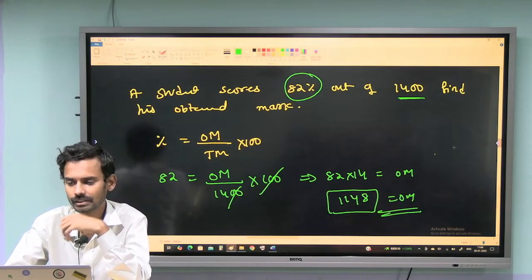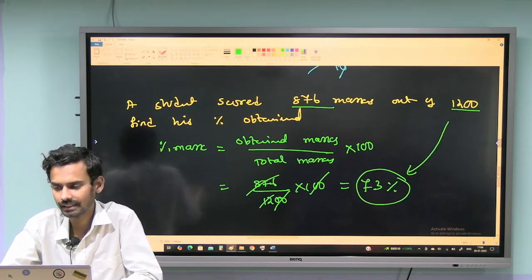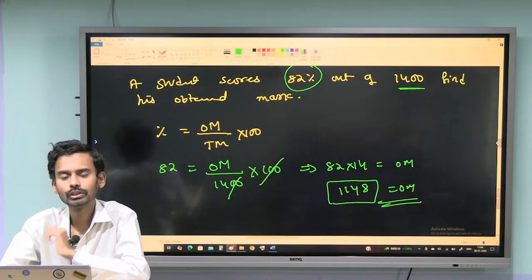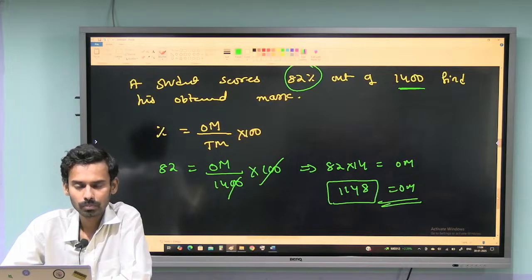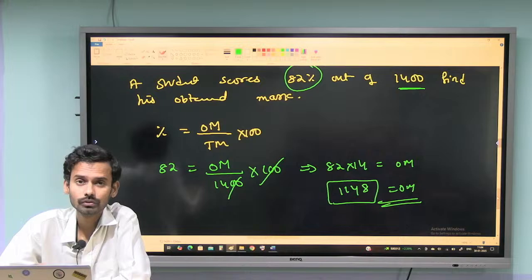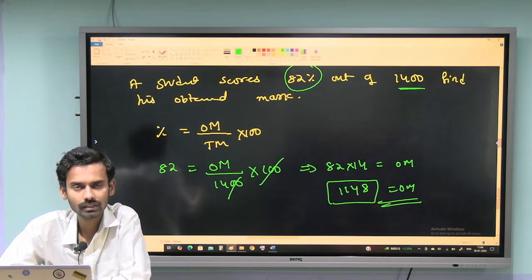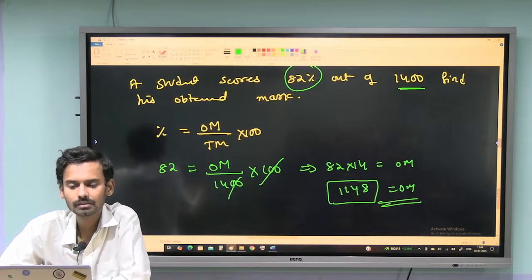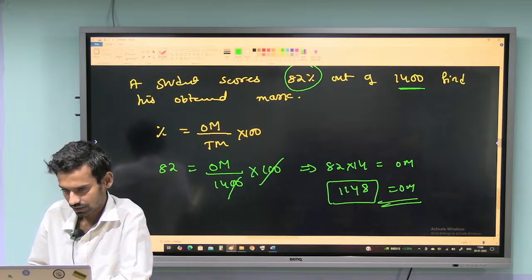Correct? In the first question, I gave you the obtained marks and total marks, and you found the percentage. In the second question, I am giving you the percentage and total marks and you are finding the obtained marks. Similarly, I can give you percentage and obtained marks and you should find the total marks. So out of 3 parameters, 2 parameters will be given to you and 1 will be unknown. You need to find that unknown parameter. And this is not very specific to percentage marks. You can consider it like this as well.